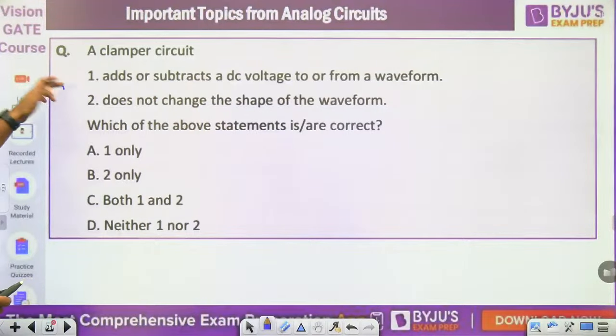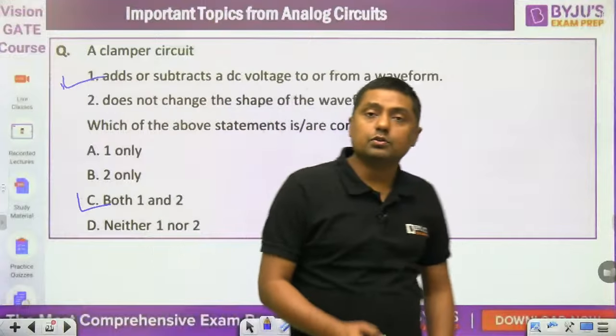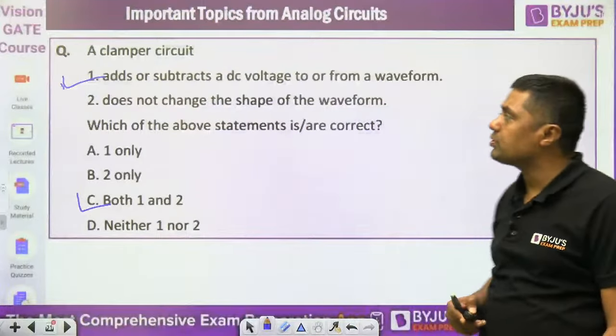Clamper circuit. So this type of questions we are getting. Add or subtract a DC voltage to form. Yes, it is correct. Does not change the shape of the waveform. Definitely, it will not change the shape. This is also correct. Both 1 and 2 are correct. So within 10 seconds, you can solve this type of questions.